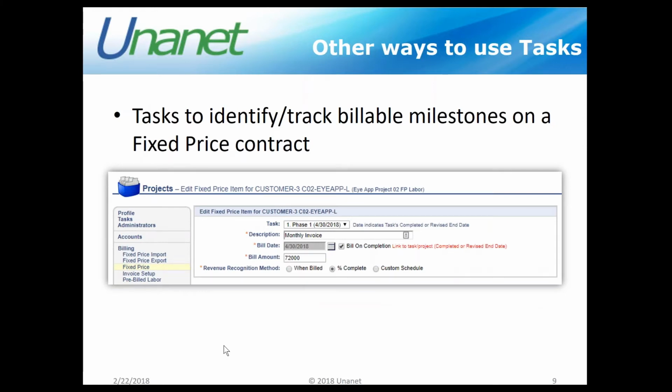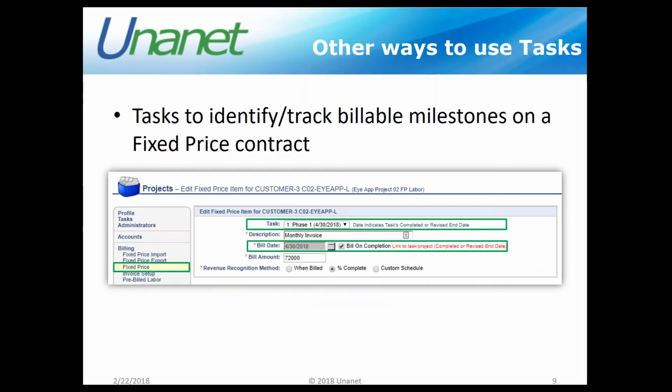Another way that we could use tasks is, say you have a fixed price effort and you would like to have that fixed price effort not bill that particular invoice until a particular status was set at the task level. So maybe you have a fixed price item that you want to make sure you don't bill the customer until phase 1 is completed. There are flags within the system under your task that you could indicate as bill upon complete, and you can associate it with a particular task.